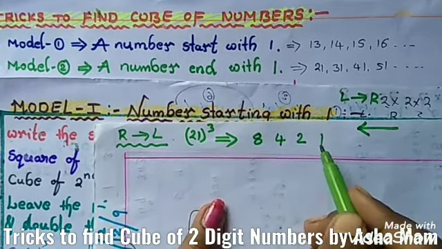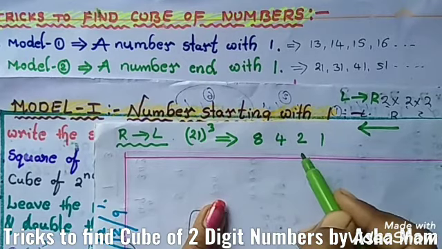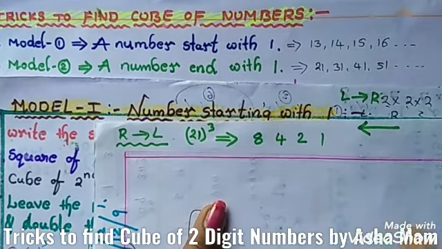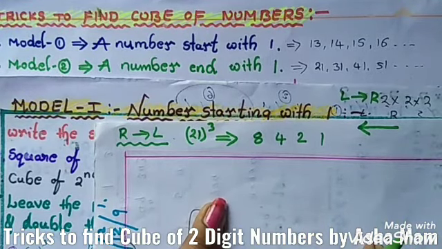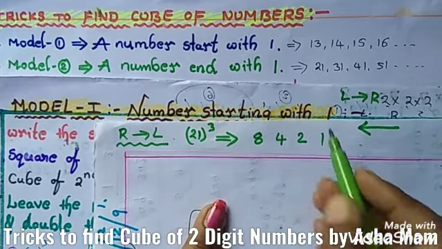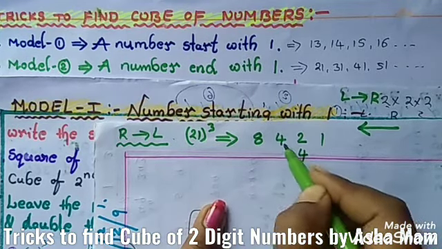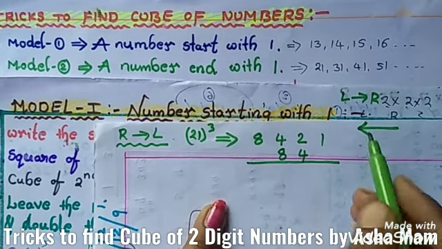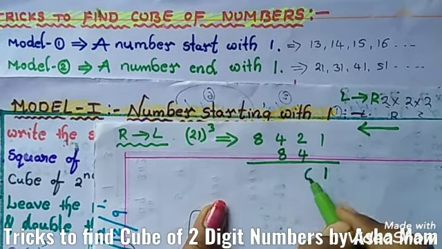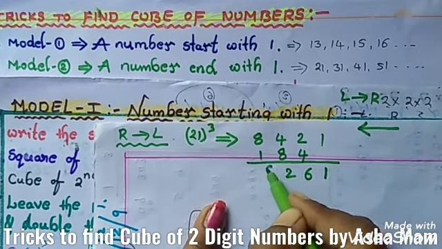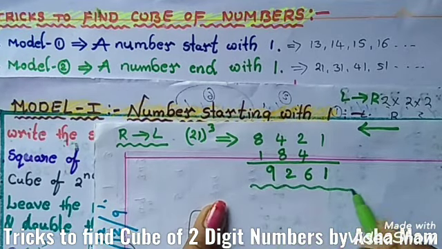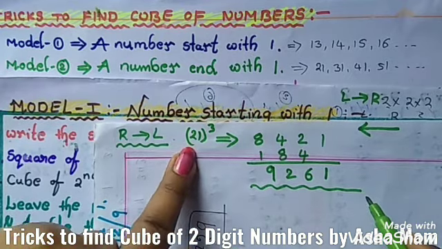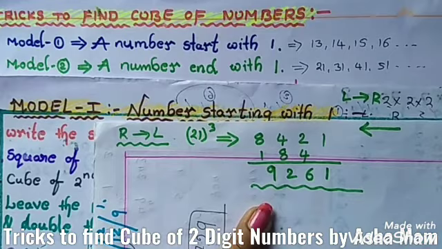Now you have to leave these last numbers and double the middle numbers. Okay, no need of confusion here. 2 into 2, 4. 4 into 2, 8. We need to double the numbers. Now addition is common. 1, here 6, here 12, just like this. 9261. That is the cube of 21. 21 cube is equal to 9261. Right.